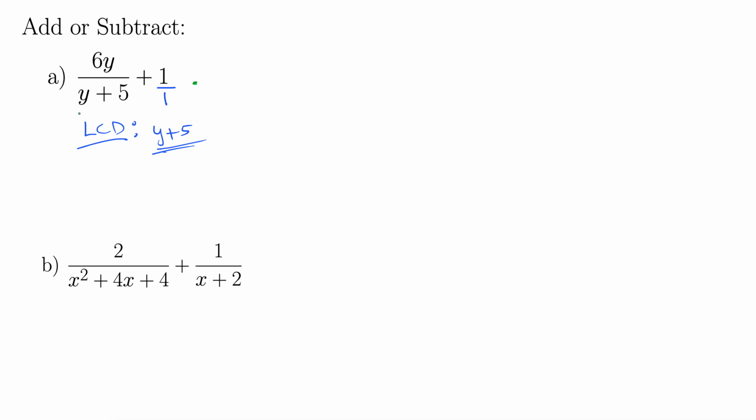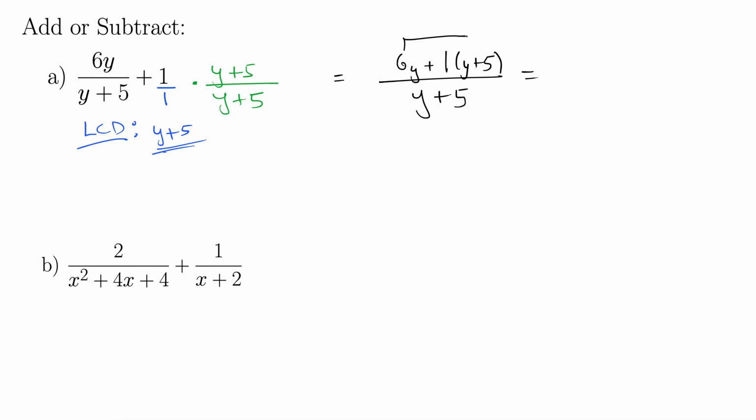Okay, so let's go ahead and add that in. So we put that in. We're good to go in the first term. Our second term, we need the y plus 5 over y plus 5, because we're just multiplying by 1. This gives us one single denominator here, y plus 5, and then we have 6y plus 1 times y plus 5. Well, 1 times y plus 5 is really just y plus 5. We can combine like terms here to get 7y plus 5 on the top. And on the bottom we have y plus 5 left over.